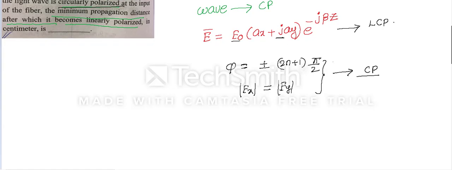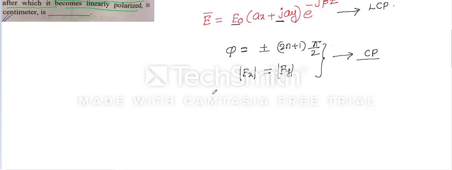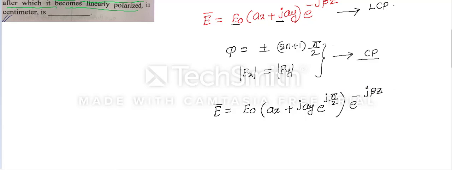Now consider for this circularly polarized wave, let us say I added some phase angle to this wave. This is E naught into only one component, not two components. Let us say to one component I added some phase angle. So consider ax plus j into ay, where to the y component I add a phase angle of pi by 2. The amplitude I didn't disturb, I disturbed only the phase angle. See what happens now.